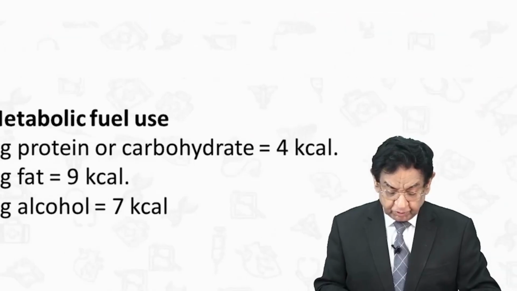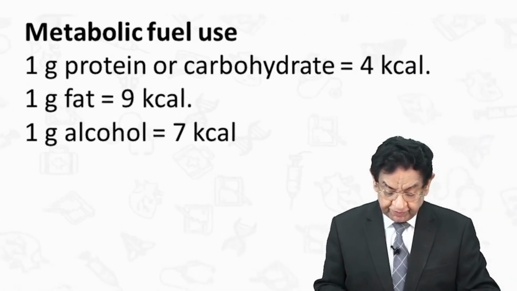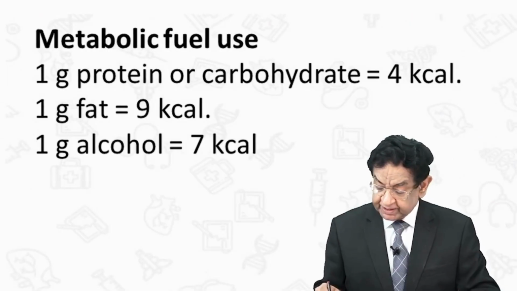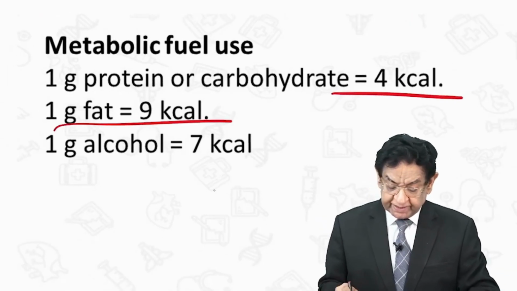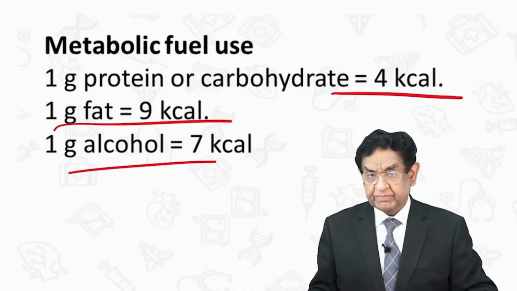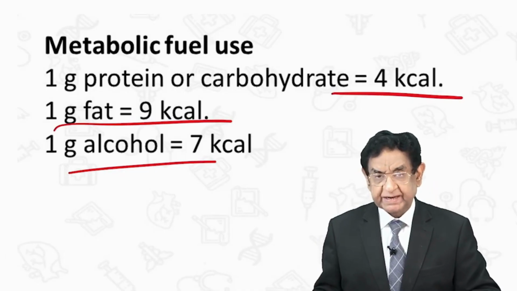So a little bit more about metabolic fuel use. 1 gram of protein gives you 4 calories, 1 gram of fat gives you 9 calories, 1 gram of alcohol gives you 7 calories.